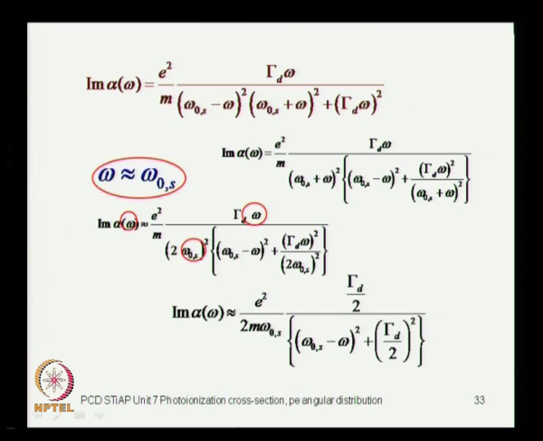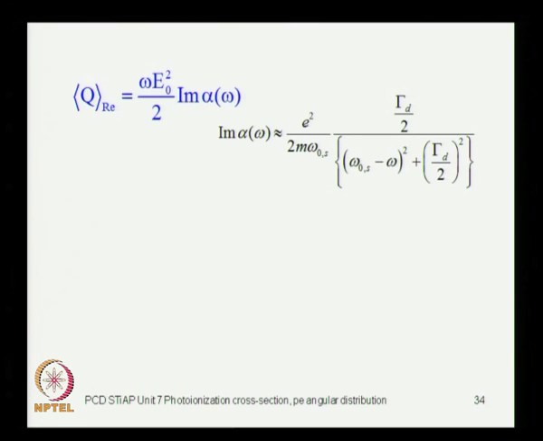So, now near the natural frequency you have these frequency terms omega, omega 0 to be nearly equal, and then you have got an omega 0 square here, there is an omega here. So, you get a 1 over omega as a common factor, and then the rest of the factor which appears in the expression for the imaginary part of the atomic polarizability.